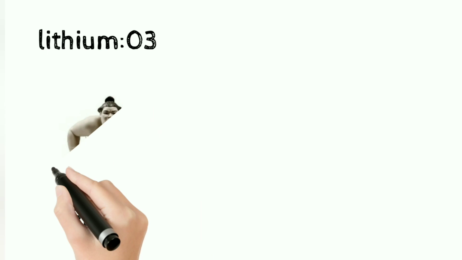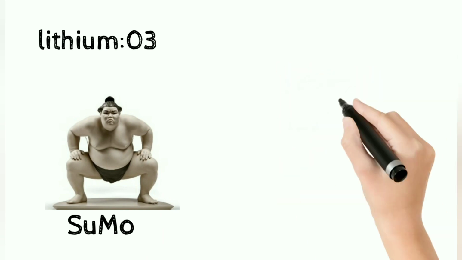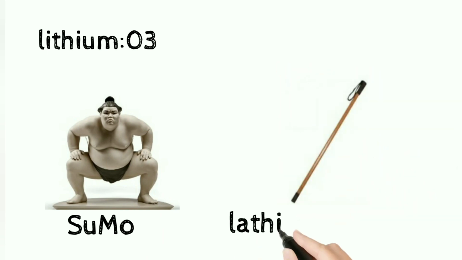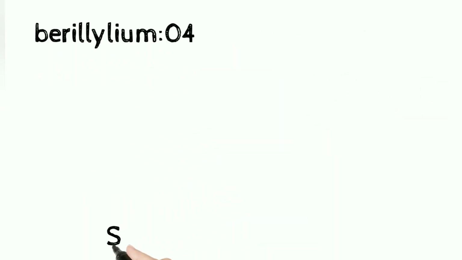Now, the third element, lithium, has an atomic number of 03. The peg word here is sumo. S for 0, M for 3. Now, imagine it. A huge sumo wrestler has a big lathi in his hand. Lathi means stick. Here, it is weird, right? A sumo fights with his hands, but not with a stick. But when you think in a weird way, it comes easily to your mind, so that lathi comes up with lithium.